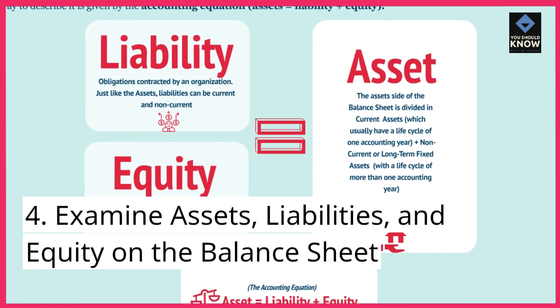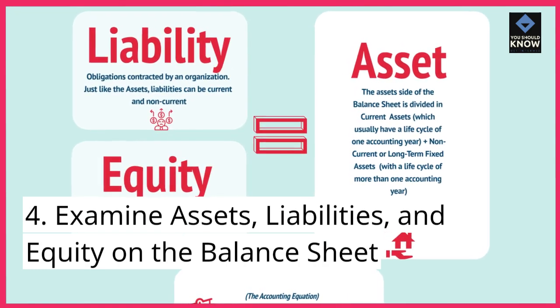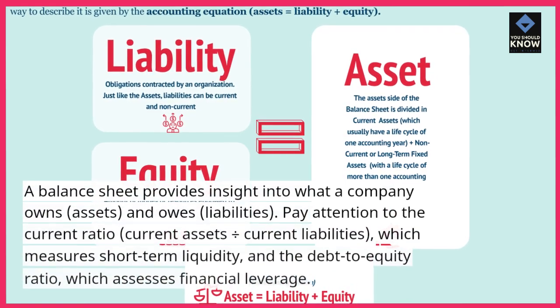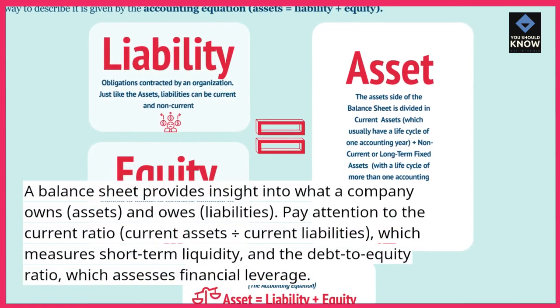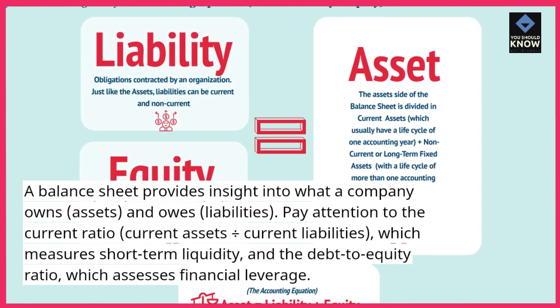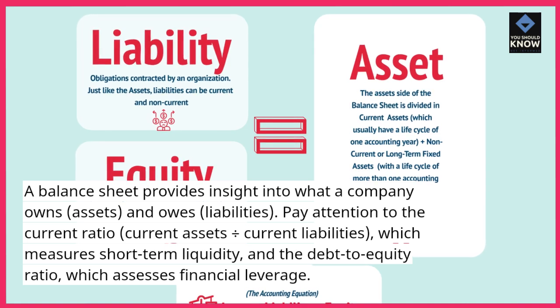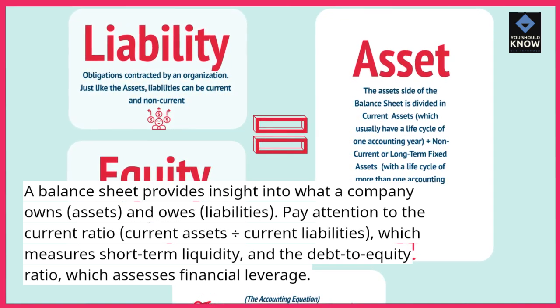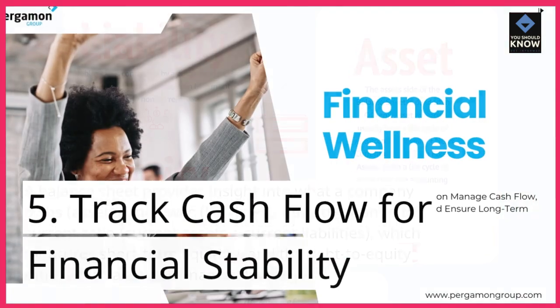4. Examine assets, liabilities, and equity on the balance sheet. A balance sheet provides insight into what a company owns, assets, and owes, liabilities. Pay attention to the current ratio, current assets divided by current liabilities, which measures short-term liquidity, and the debt-to-equity ratio, which assesses financial leverage.